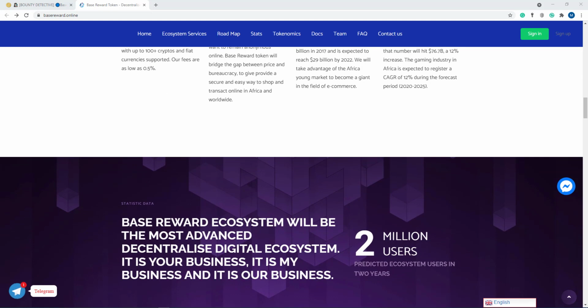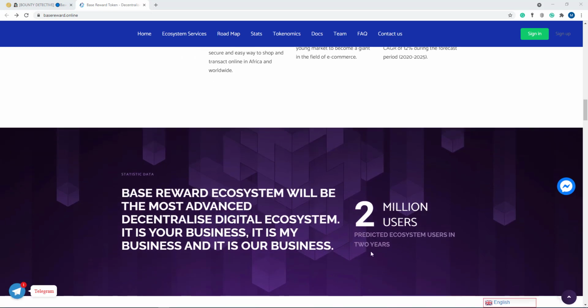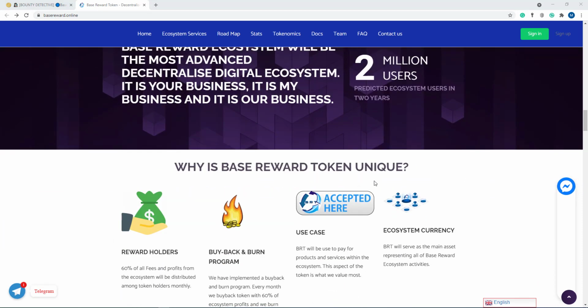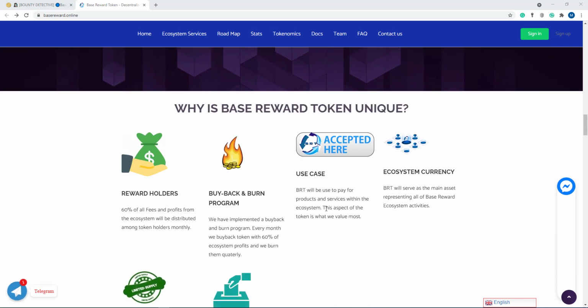It is your business, it is my business, and it is our business. Here, 2 million users already connect their social media, and the predicted ecosystem users in 2 years. Here, why is Base Reward token unique. Their token is very unique. Why? Reward holders: 60% of all fees and profit from the ecosystem will be distributed among token holders monthly.